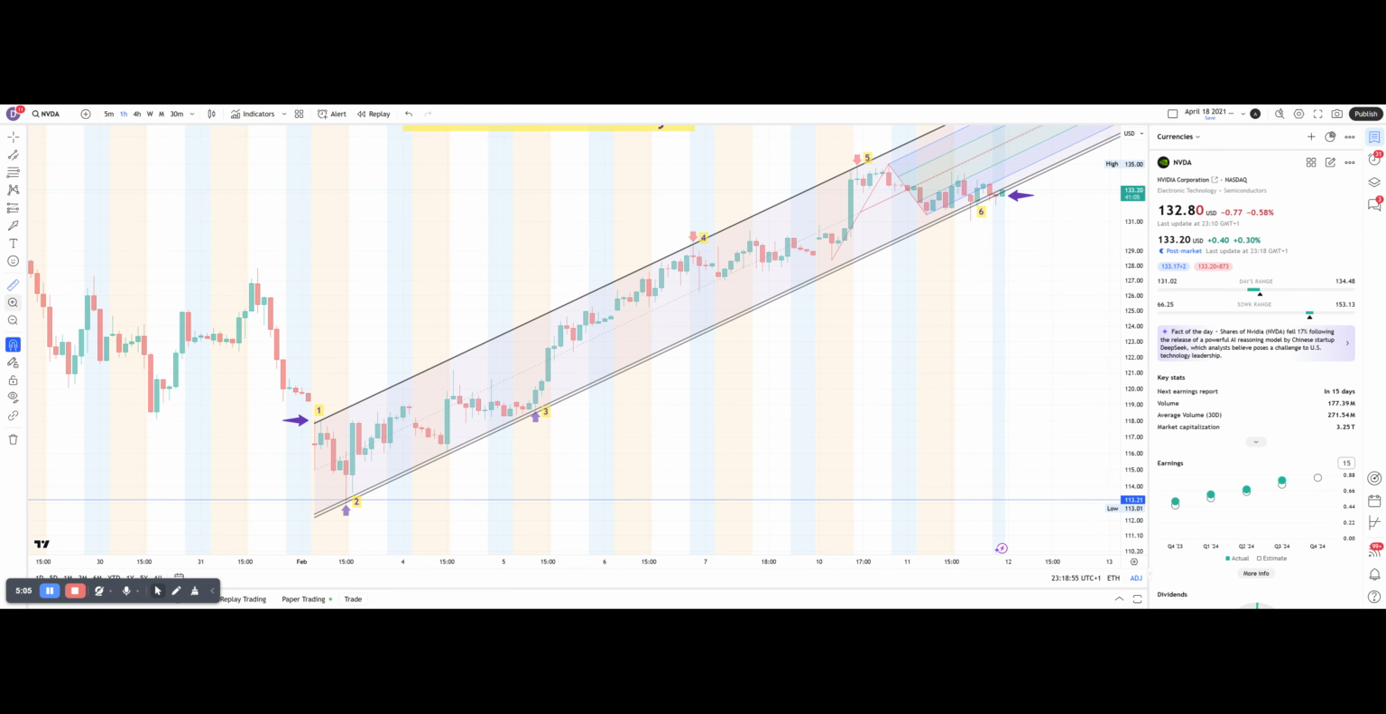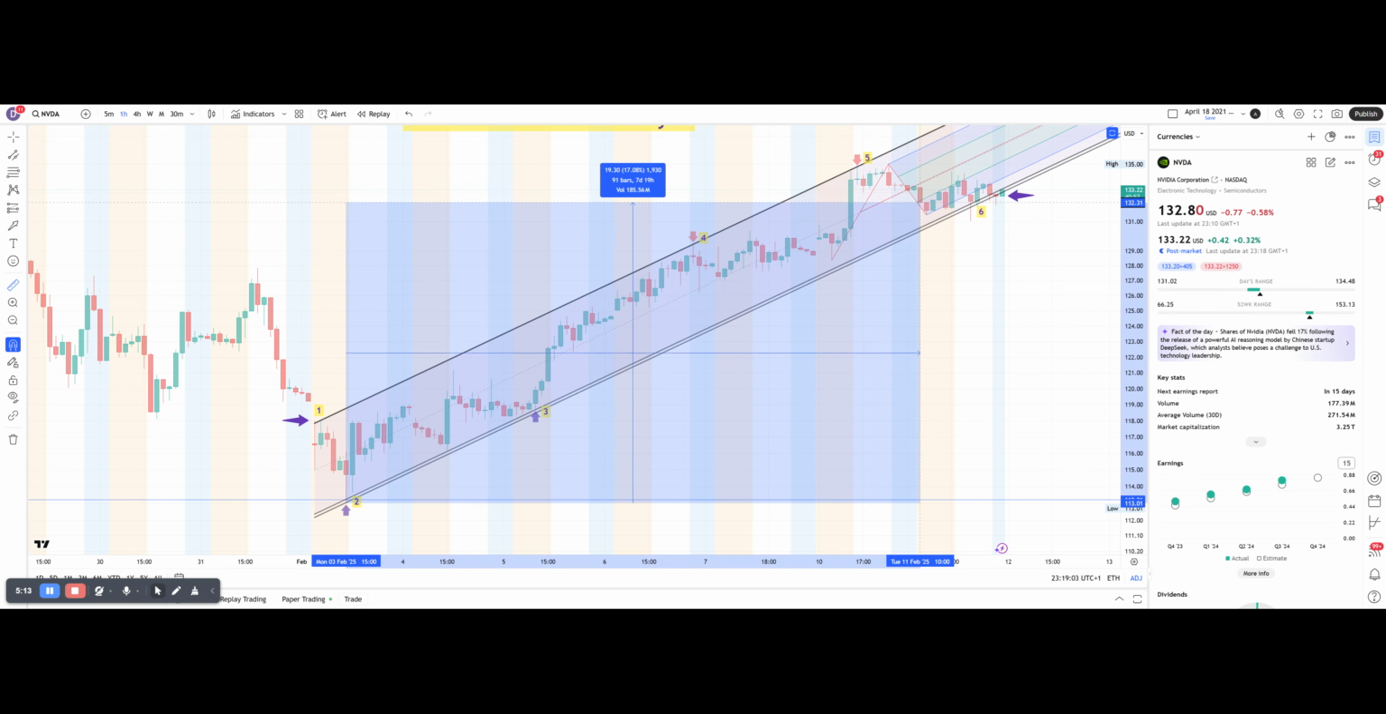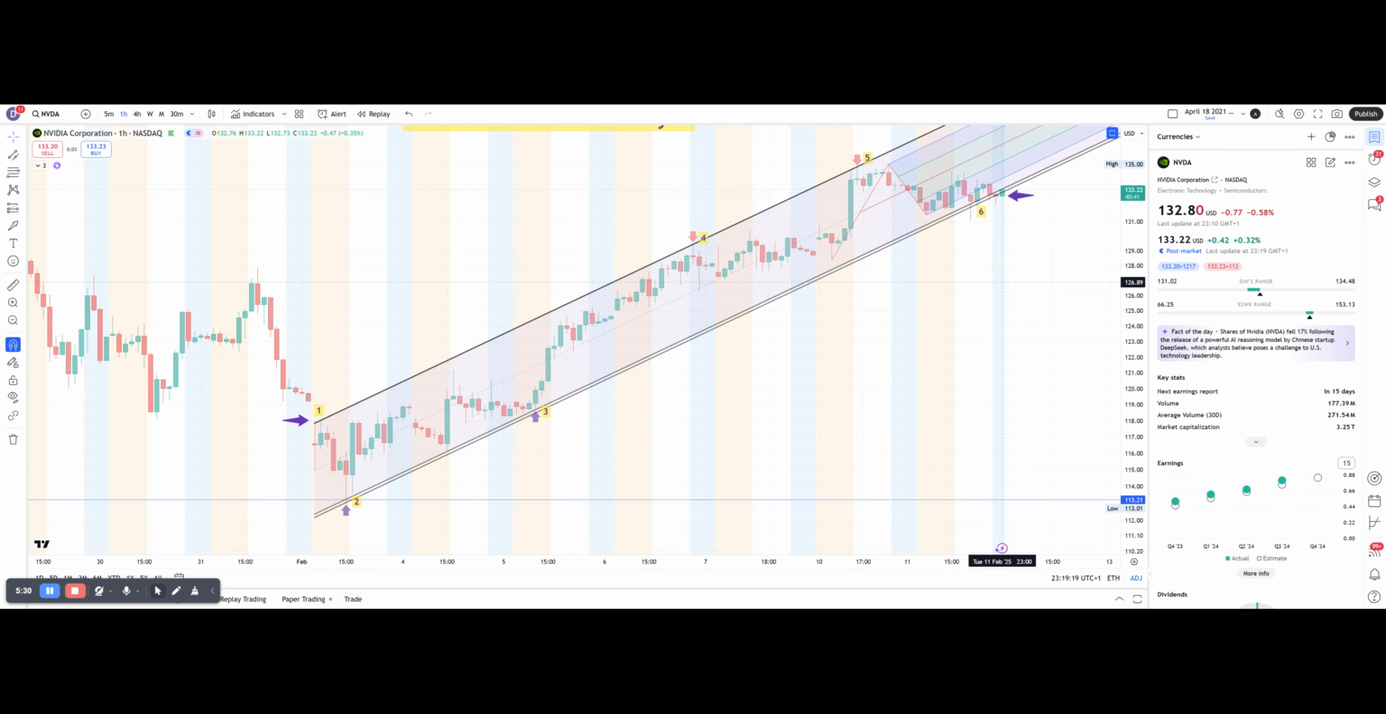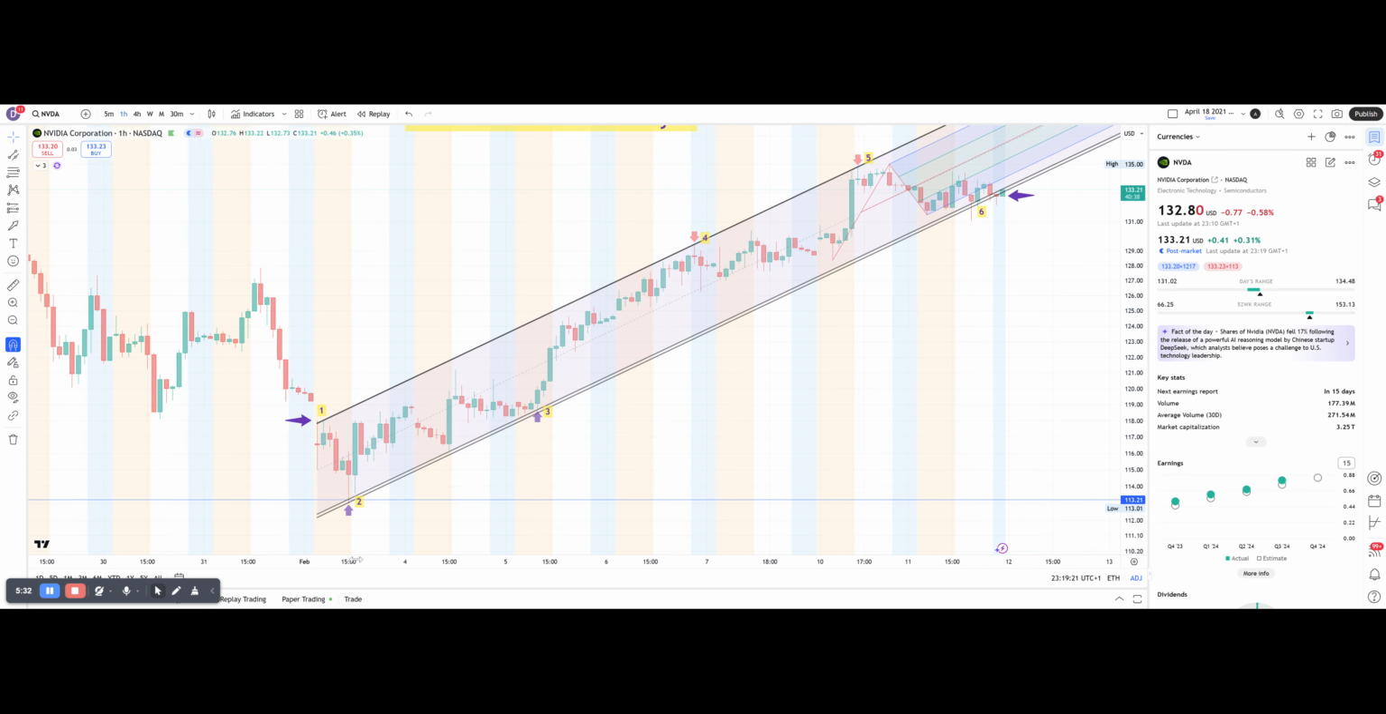Now, another thing is that NVIDIA went up a lot lately, since February 3rd, all the way here to the top, almost 19.5% in approximately 7 days, just over 7 days, almost 20%. That's crazy.